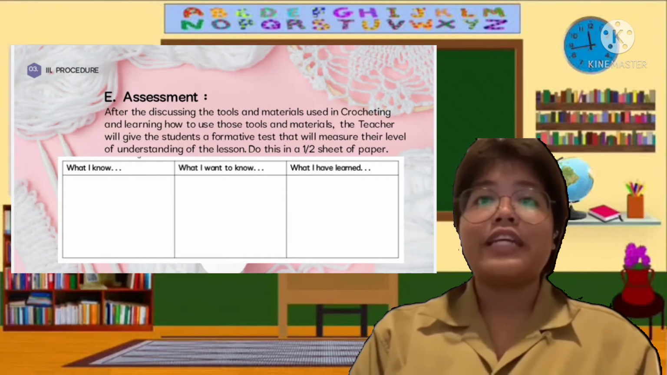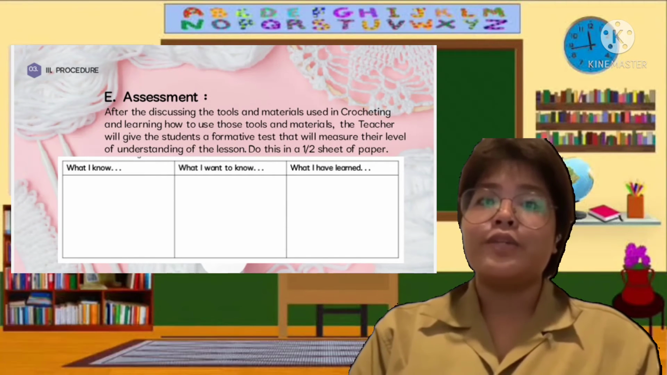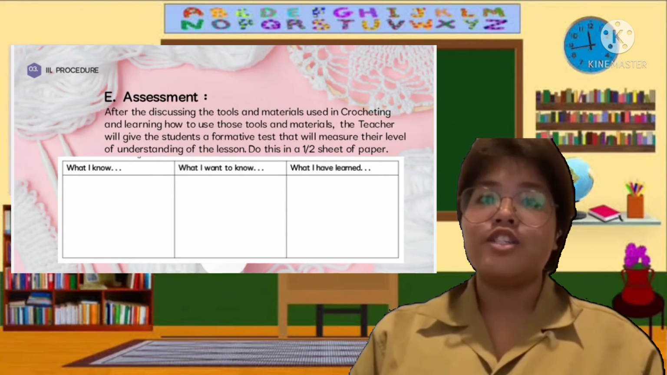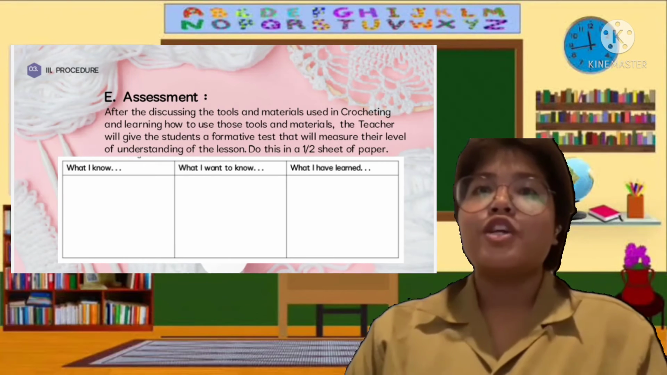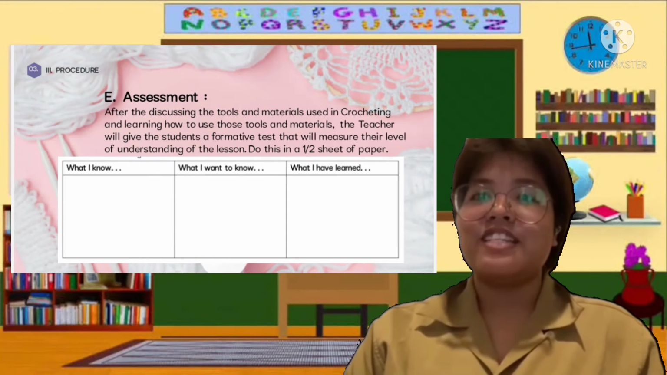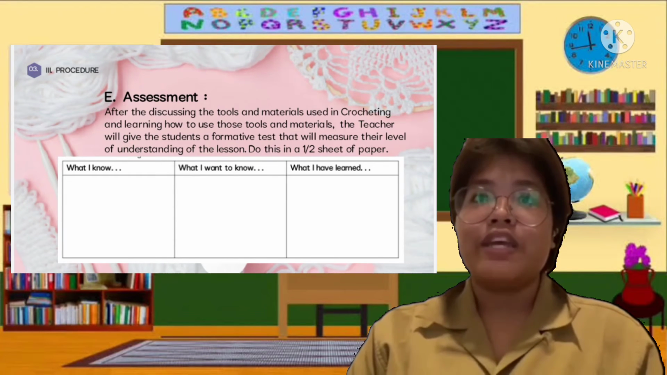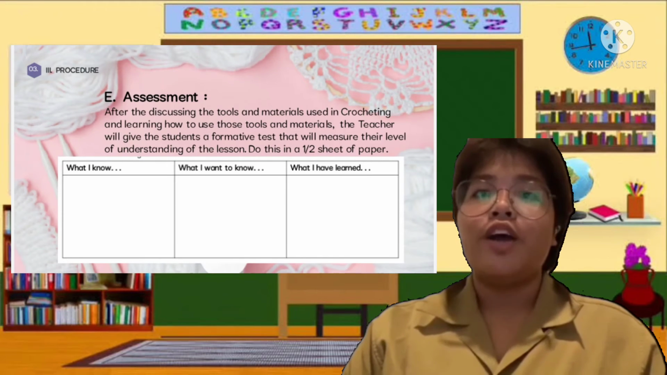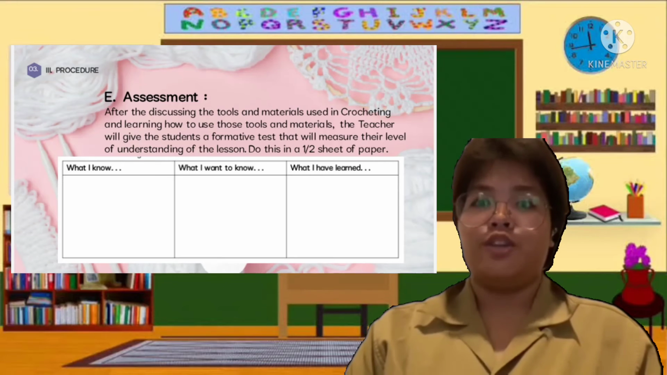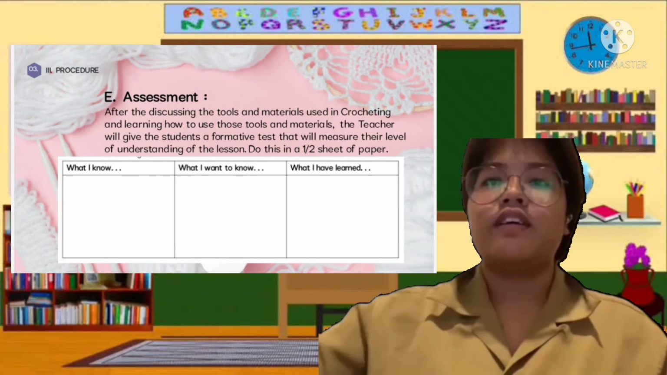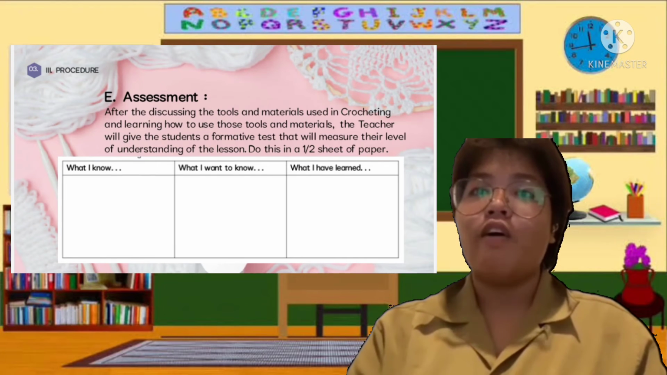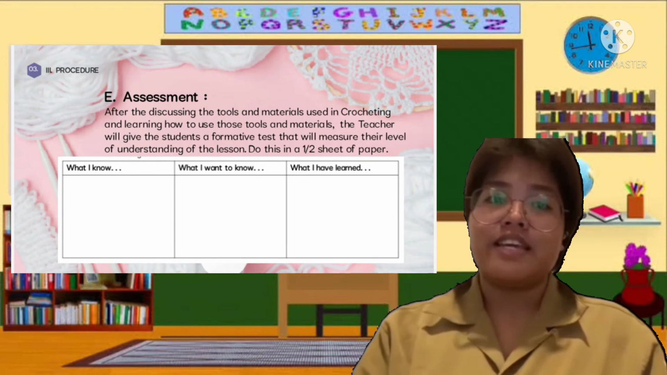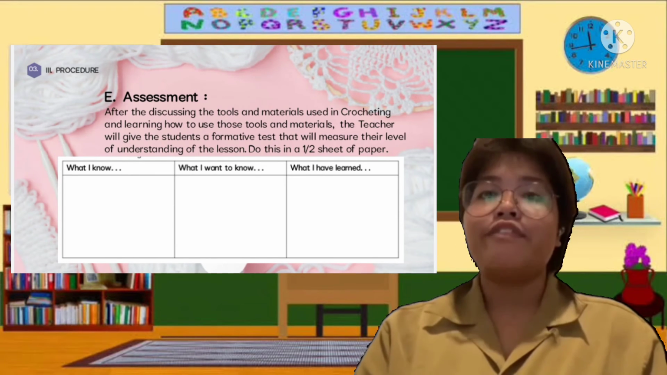As we can see here in the box, we have the What I Know. The students here will put their prior knowledge of the subject. In What I Want to Know, we will be assessing the students' interest in the subject. Here we will know what the students want to know, or what skills the students want to know in this subject. And lastly, after the discussion of the subject, What I Have Learned. We will be assessing the knowledge of the students after the lesson.